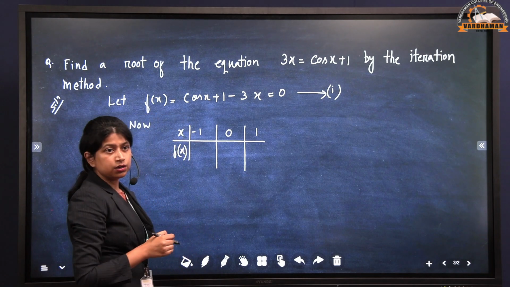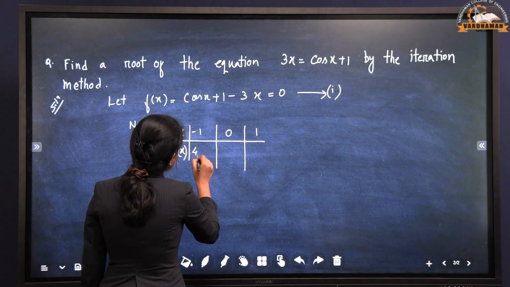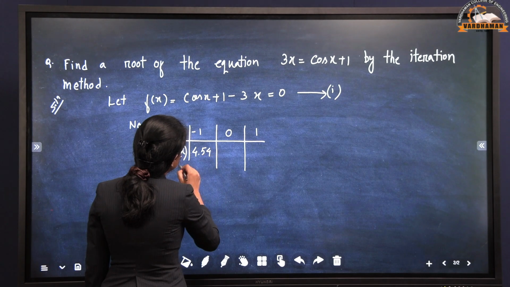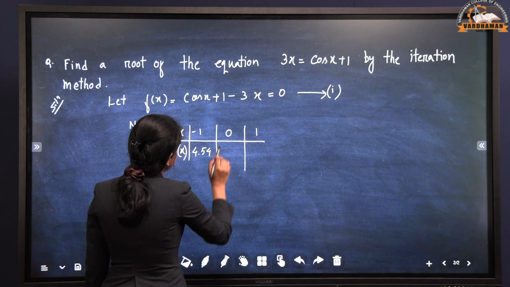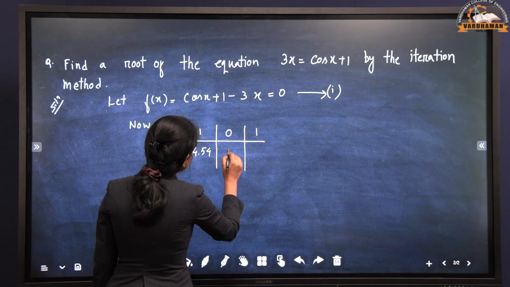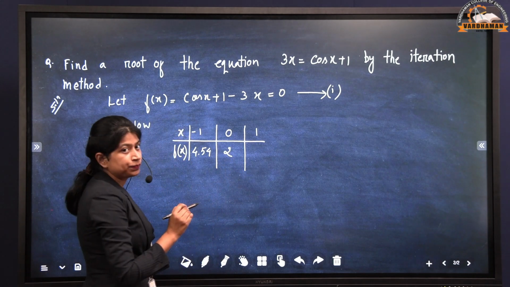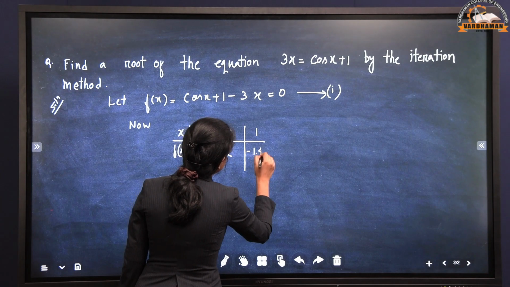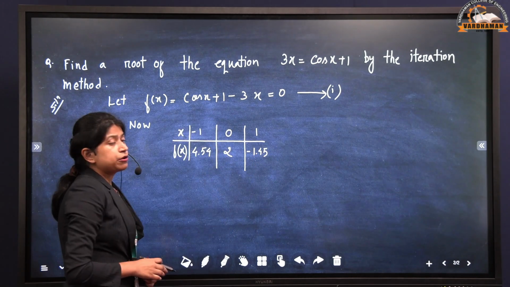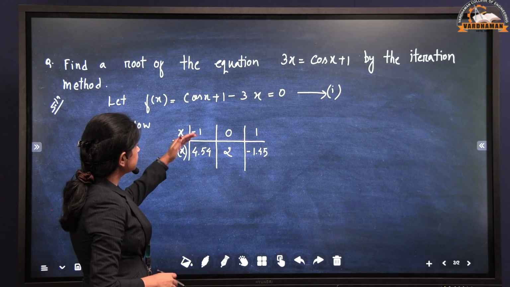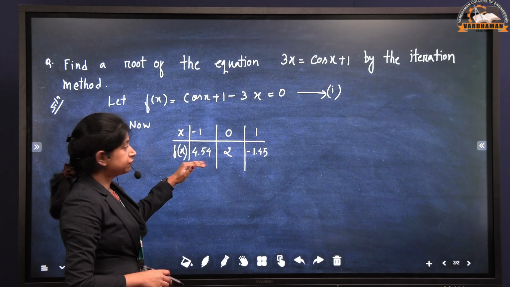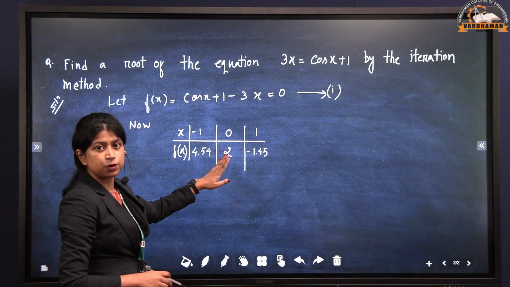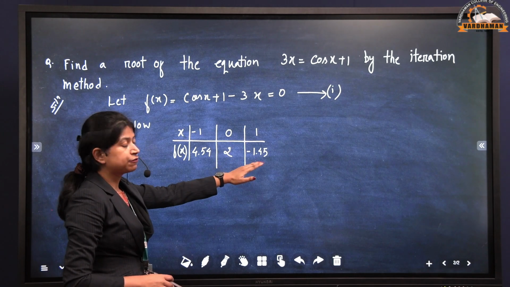For x equal to -1, f of x will be 4.54. If x equal to 0, f of x will be 2. And if x equal to 1, then f of x will be -1.45. Now look at this table. For -1, f of x is positive. For 0 also f of x is positive. But for 1, f of x is negative.